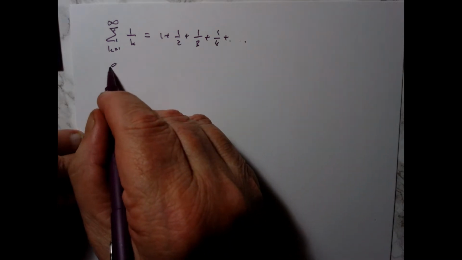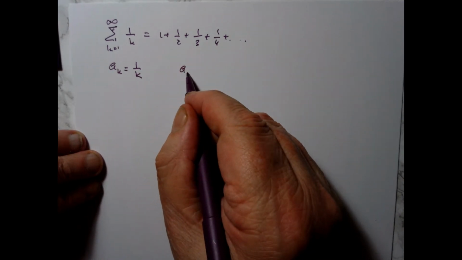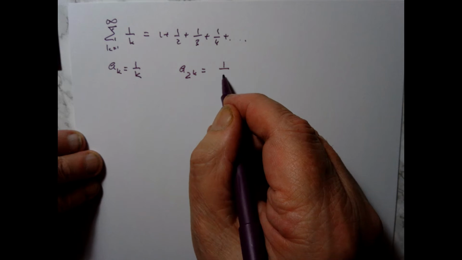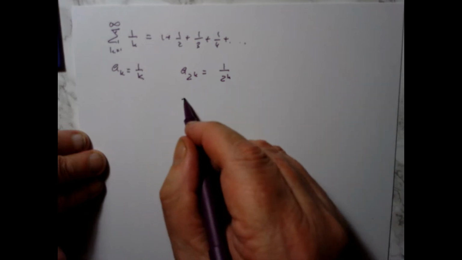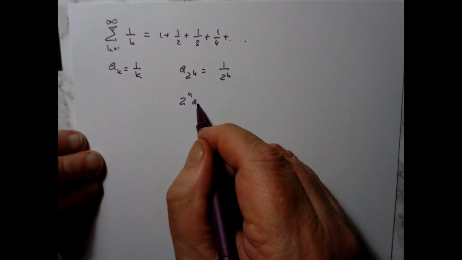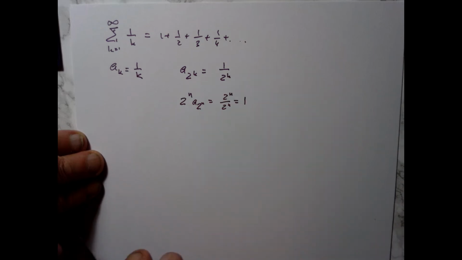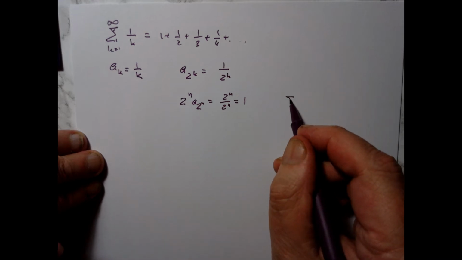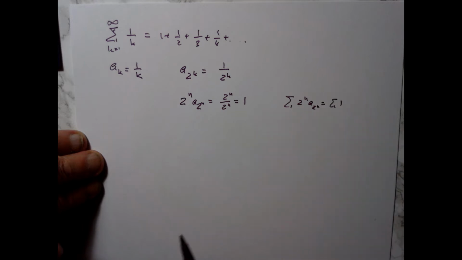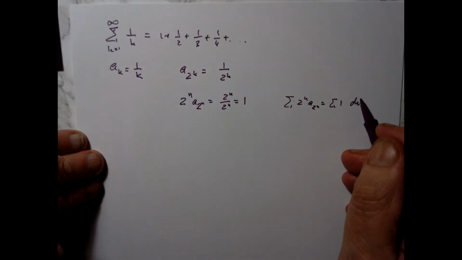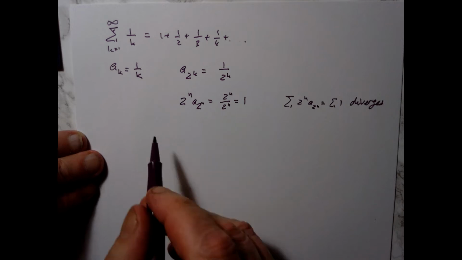So my terms here, ak, is equal to 1 over k. Good. So what is a sub 2 to the k? Well, this is equal to 1 over 2 to the k. Okay? So if I am going to take 2 to the n times a sub 2 to the n, it will be 2 to the n divided by 2 to the n. It's going to be equal to 1. And so this series, 2 to the n, a sub 2 to the n, is equal to the sum of ones, and we know that the series diverges because the terms of the series, the sum of ones, do not tend to 0.